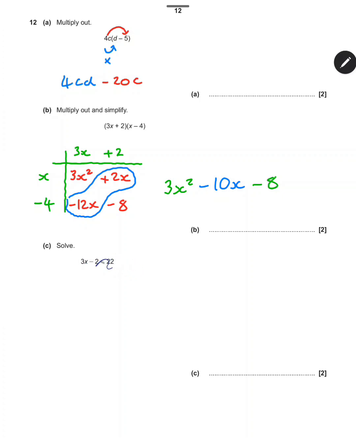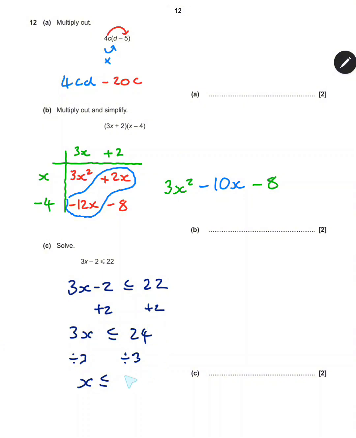Part C, solving an inequality. Well, this is just like solving an equation. So we've got 3x minus 2. Some people say change that to an equal sign, but I'm not going to bother because I'll forget to change it back. All we're going to do is add 2 to both sides. And we've got 3x. Keep your inequality symbol. 22 add 2 is 24. And then divide both sides by 3. And you've got x is less than or equal to 24 divided by 3. 8, 16, 24. The answer is 8.